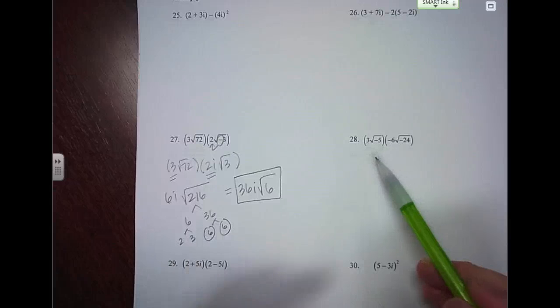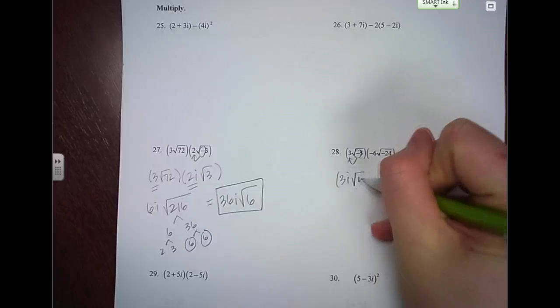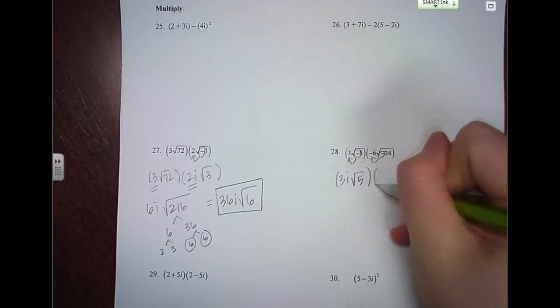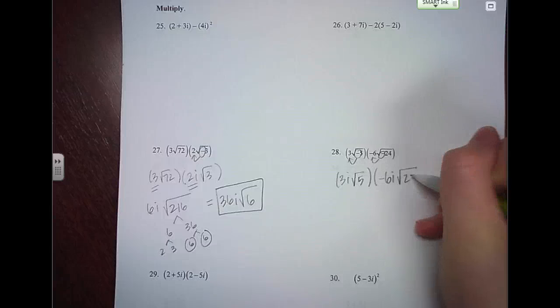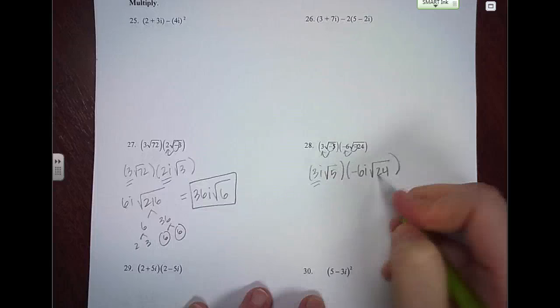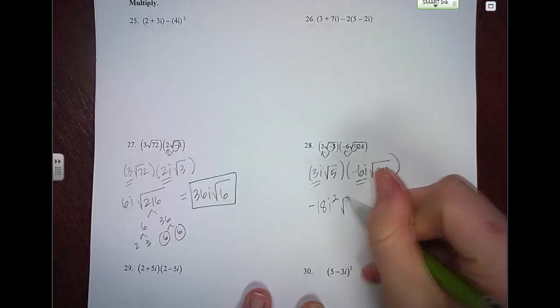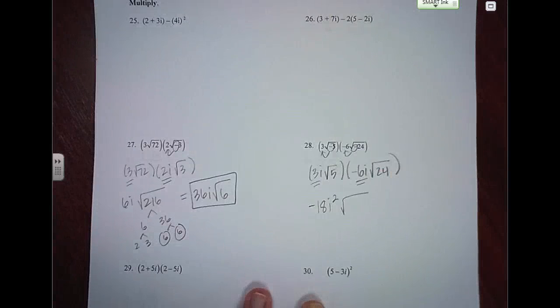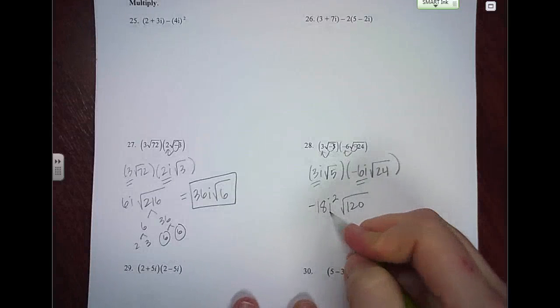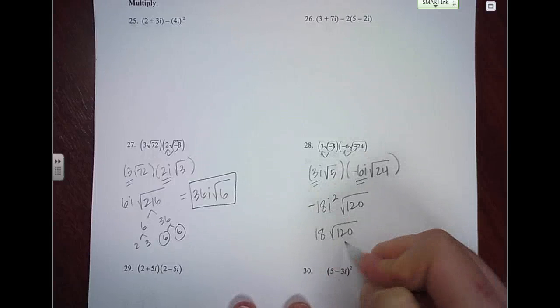28 similar. Take out the negative, so this will be 3i square root 5. And then this would be negative 6i square root 24. So now I can multiply the outsides together. So 3i times negative 6i would be negative 18i squared. And then I multiply the 5 times the 24, and I get 120. So this, remember, i squared is negative 1. So that negative 1 will make this a positive 18 square root of 120.